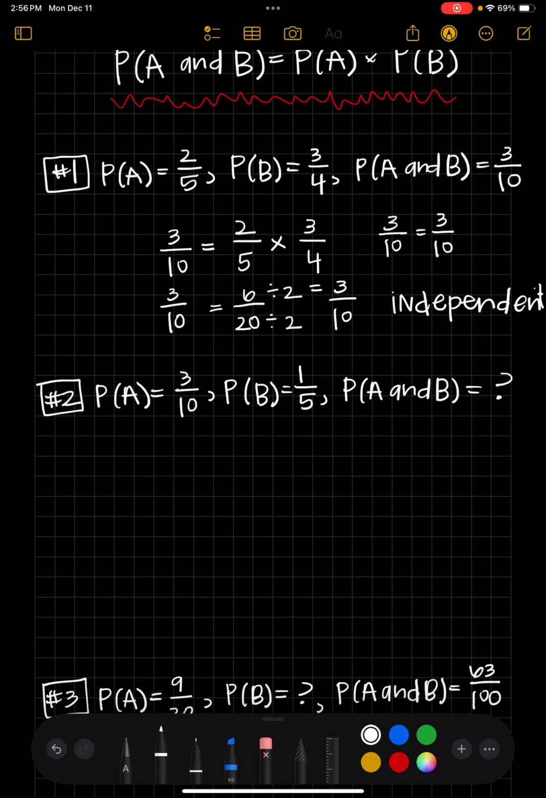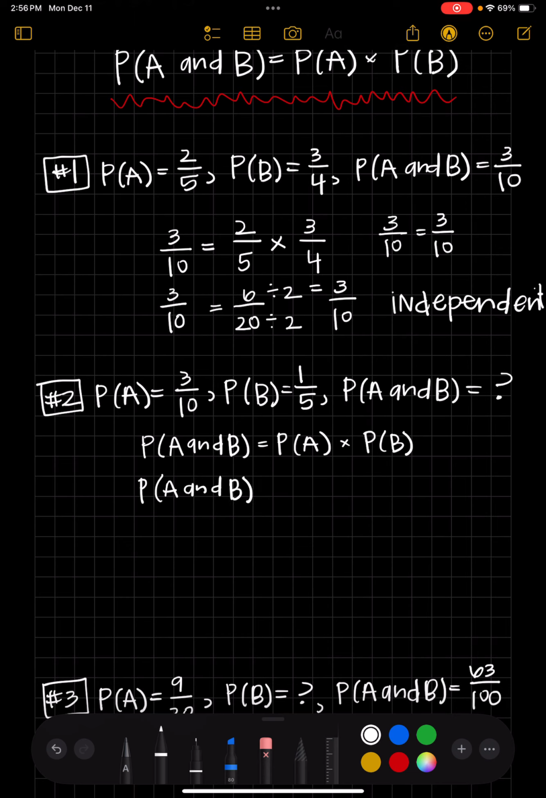I'm just going to write the formula down one more time down here. So we've got probability of A and B is equal to the probability of A times the probability of B. And they gave us the probability of A and the probability of B. We want to find the probability of A and B.